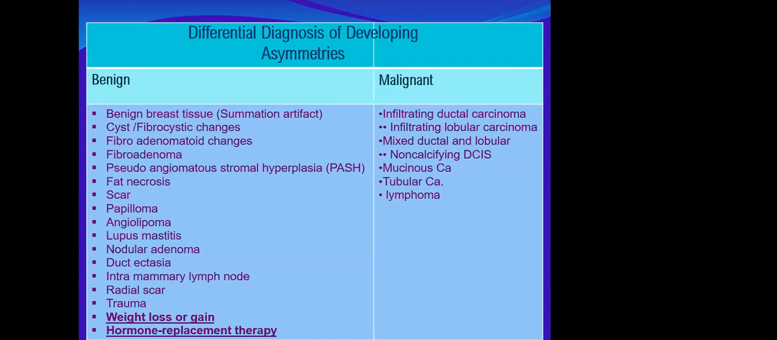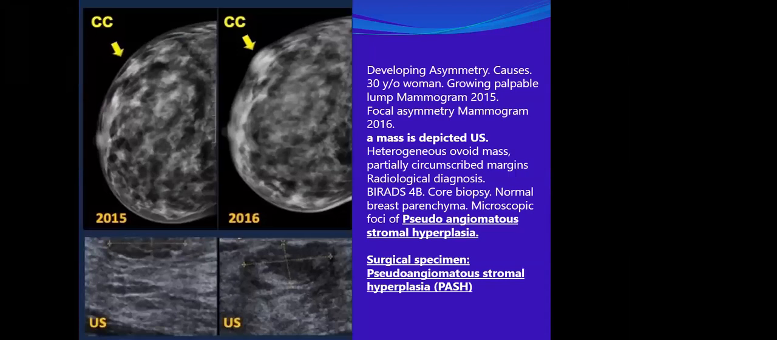And we should not forget always to exclude malignancy, including infiltrating ductal, lobular, or mixed carcinoma, even DCIS, tubular or mucinous carcinoma, as well as lymphoma. Okay, and here this is an example of a benign developing asymmetry due to a benign lesion, which is pseudoangiomatous stromal hyperplasia.